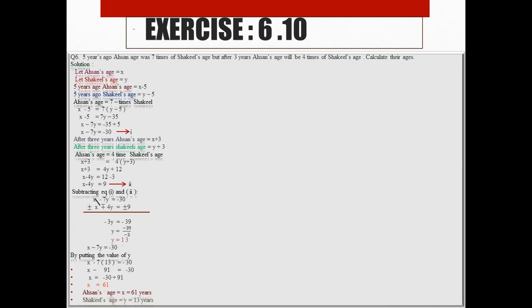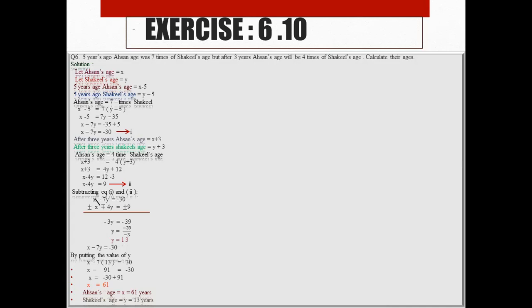Ehsan's age was X. So after 3 years, Ehsan's age becomes X plus 3. Similarly, Shakil's age will become Y plus 3. But the condition is that Ehsan's age is 4 times Shakil's age. 4 times. In the previous condition, it was 7 times, and in this condition, 4 times. It means Ehsan's age equals 4 times Shakil's age.